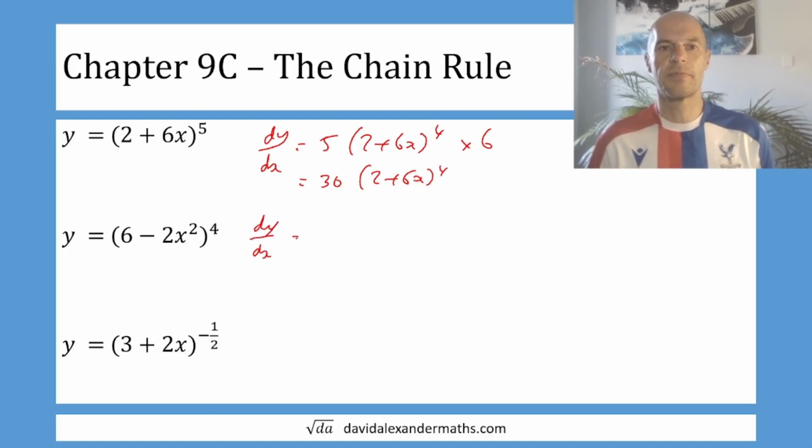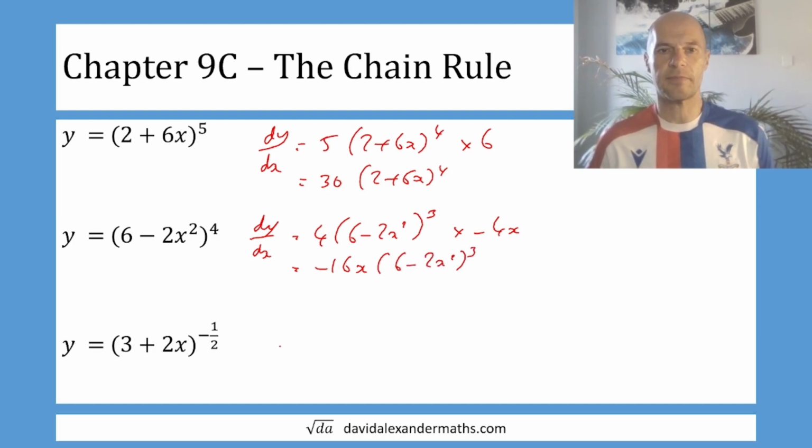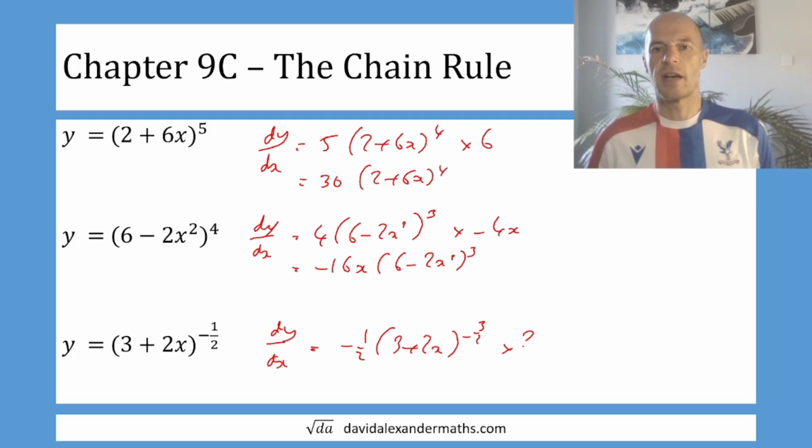Let's look at the next example. Power comes down to the front, reduce the power by 1, and multiply by the derivative of 6 take away 2x squared, which is minus 4x. So that can be minus 16x, lots of 6 minus 2x squared, all cubed. And the final example, power comes down to the front, reduce the power by 1, and multiply by, in this case, 2. And minus a half times 2 is minus 1, so that's simply minus 3 plus 2x to the power of minus 3 over 2. Fairly straightforward.